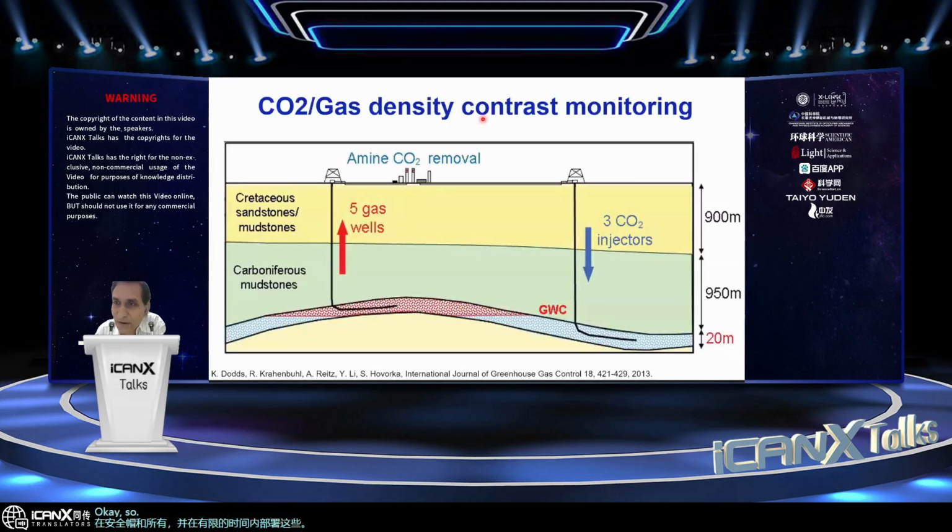Okay, so in about 2009 or so, I had a project initiate with discussions initially, and then the funding kicked off in early 2010. And this was a project with BP. They were interested in monitoring carbon sequestration using downhole sensors, in particular downhole gravity sensors.